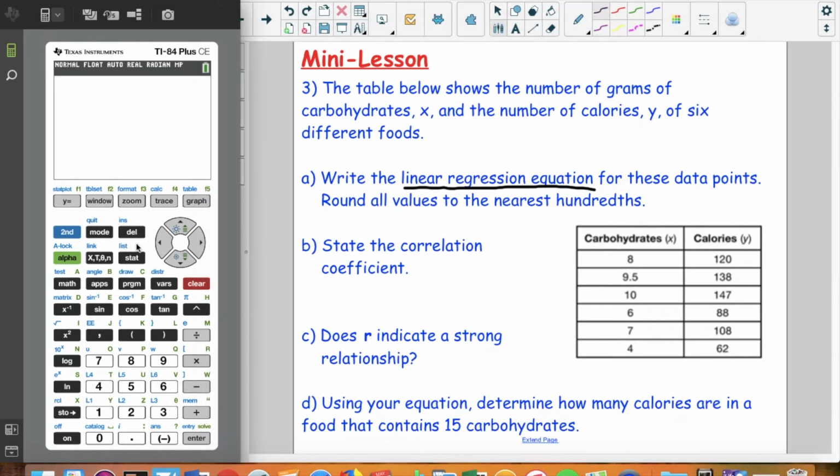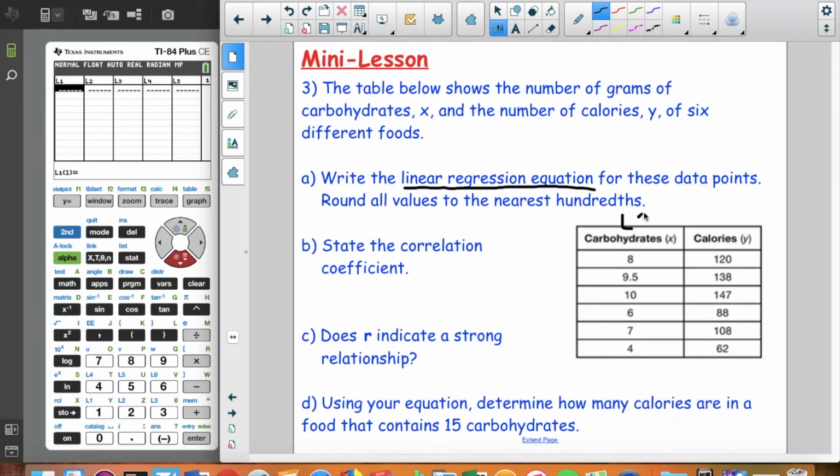So I'm going to go to my calculator, I'm going to press Stat. I'm going to go to Edit, and now I have L1, L2. If there's something in there, scroll up, press Clear, and scroll down. That's how you get rid of the points that are in your column. Now what we're going to do is we are going to type the data points that are in this table into L1 and L2. So X is in L1, Y is in L2.